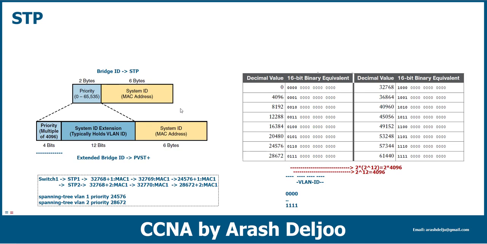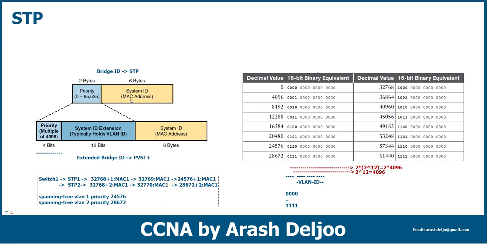The reason for this separation, for this dividing, is that we can't change the size of the BID. Because of that, when we are using PVST and we need to add the VLAN ID to this part, because the system ID or MAC address size is fixed, we need to allocate 12 bits for the VLAN, because we have 4096 VLANs, and after that we have only 4 bits, and with these 4 bits we can create only some special values, not all values in PVST.